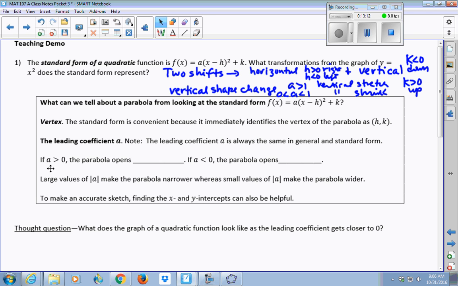Okay. So if a is greater than 0, the parabola will open upward. It's a happy parabola when a is greater than 0. When it's a positive value, it opens just like it does in the standard parent function. And when it's negative, it reflects over. If you want to think of the opposite of x squared, it opens downward.